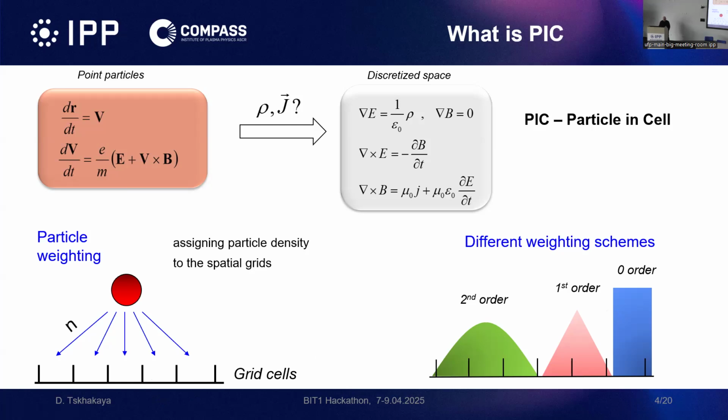Of course, you can increase accuracy if you weight more points, but this comes at the price of simulation time. So usually first order is the optimum, and some codes have the possibility to switch to second order, and so on. BIT1 is localized here, so first order. And in our case, we have only the first equation, the Poisson equation, so it's an electrostatic code.